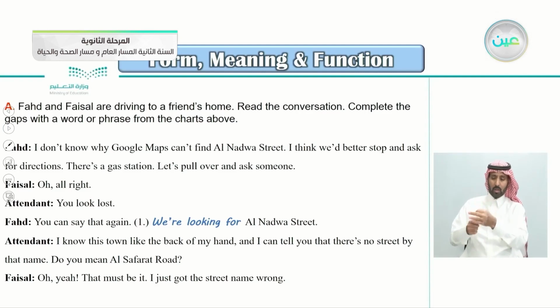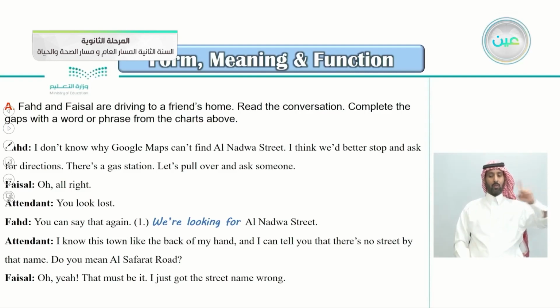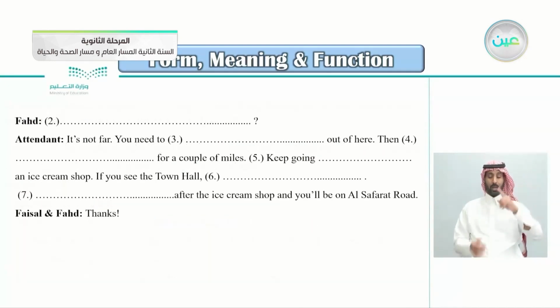Faisal: Oh, all right. Attendant, you look lost. Fahad: You can say that again. Number one is already done for you: We're looking for Al Nadwa Street. Attendant: I know this town like the back of my hand, and I can tell you that there's no street by that name. Do you mean Al Safarat Road? Faisal: Oh yeah, that must be it. I just got the street name wrong.